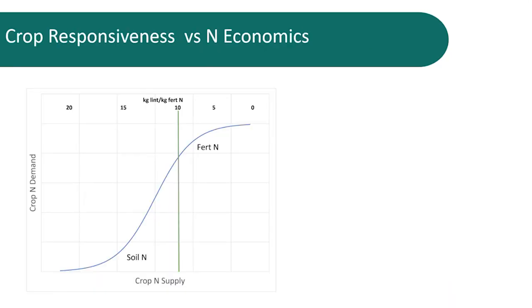So let's look at the economics. And what this graph is looking at is if I move that green line back towards the left, it says the soil supply is less and the fertiliser requirement is greater. Now on the top there you can see I've got numbers of 20 down to 0. Now this is to represent the amount of lint per kilogram of fertiliser N applied as we go from the soil supplying a lot and fertiliser supplying a little bit to where the fertiliser is supplying a lot and the soil is not supplying very much at all.